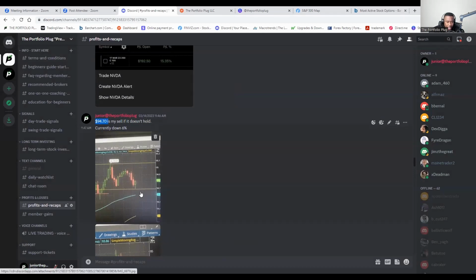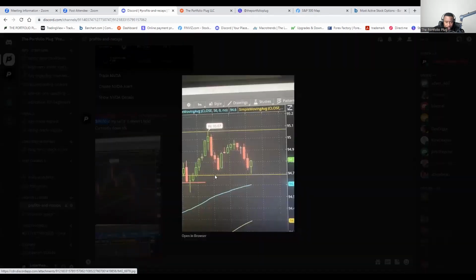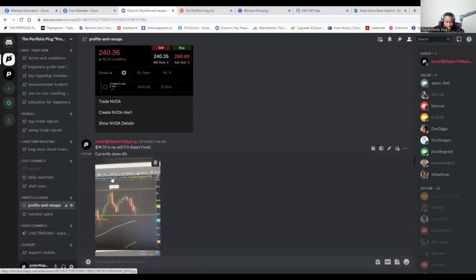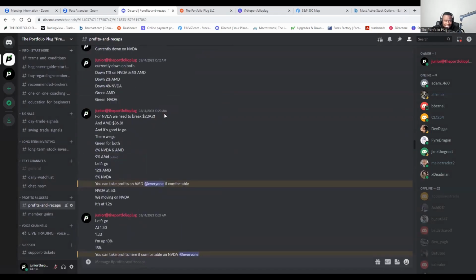It was consolidating. I already knew it literally right here. I knew this was my zone to get out. It bounced, but I knew if it came back down, if it didn't hold off this bounce, it would break. We would have a long way to go. Does that make sense? So therefore, I already knew what my exit was going to be. So I was good.